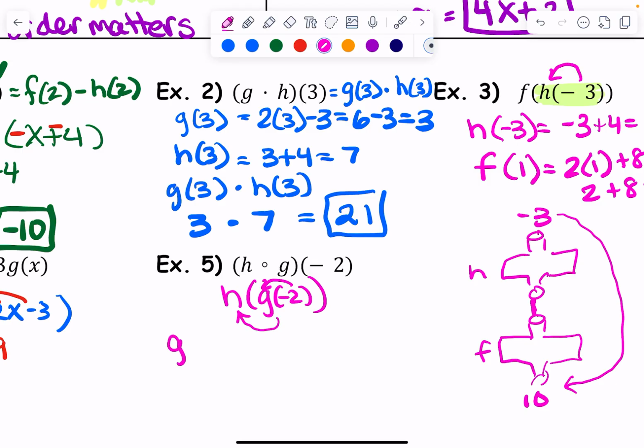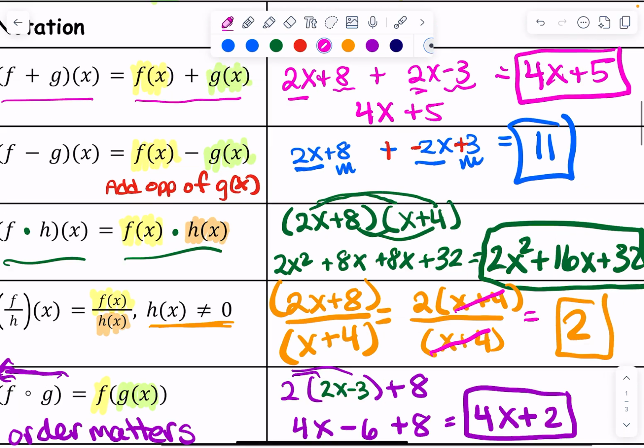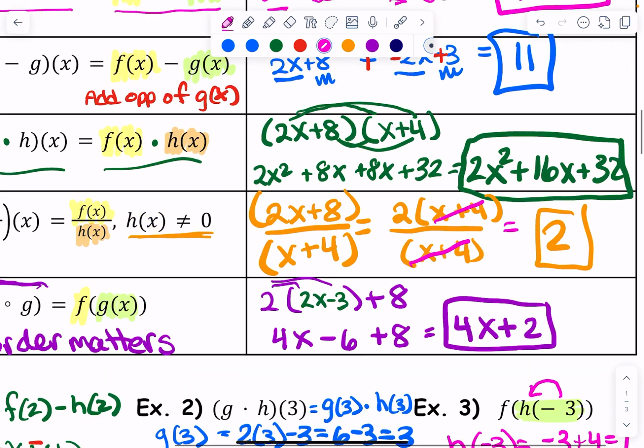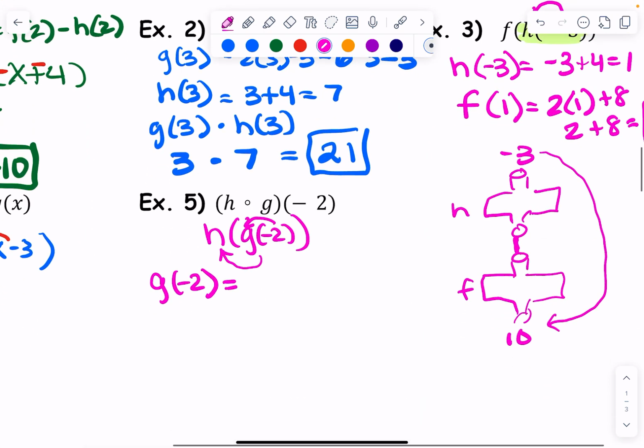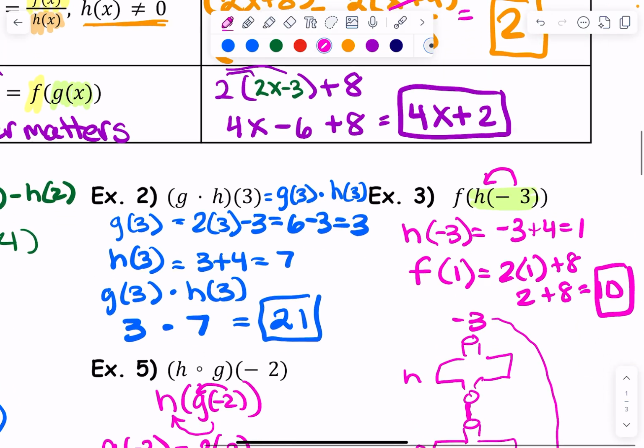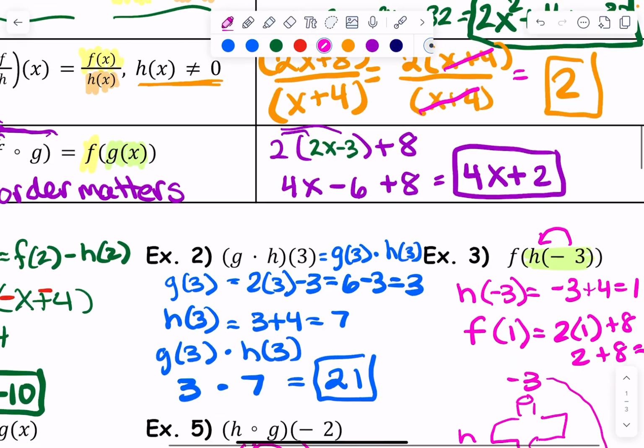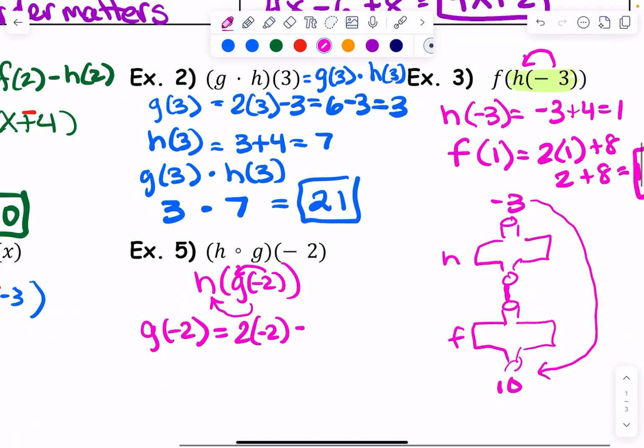So let's first look at what happens when we put a negative 2 into g. So we go up to g, 2x minus 3. So we're going to go 2, and then our x is now negative 2. 2x minus 3. And then negative 4 minus 3 is negative 7. Okay, now that's what's going to be going into h.